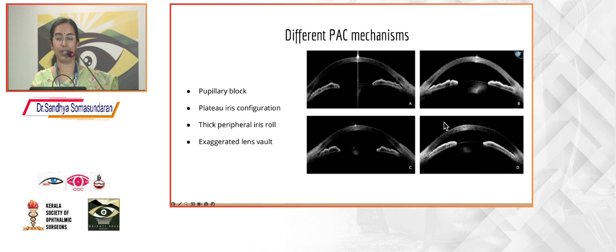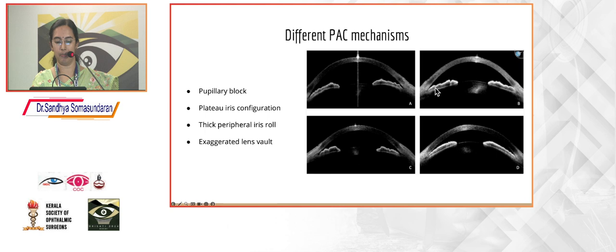Then there are different PAC mechanisms, again based on ASOCT. One is your classical pupillary block. How will you identify pupillary block in ASOCT? Here you can see the classic convex iris configuration. Convex iris configuration with deep central anterior chamber depth. So this is the classical pupillary block.